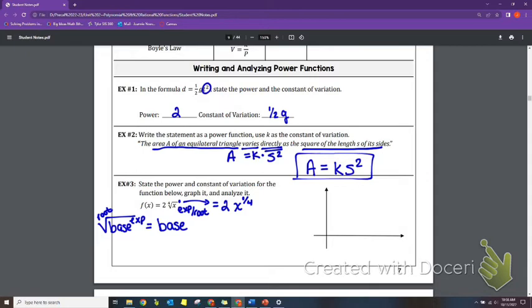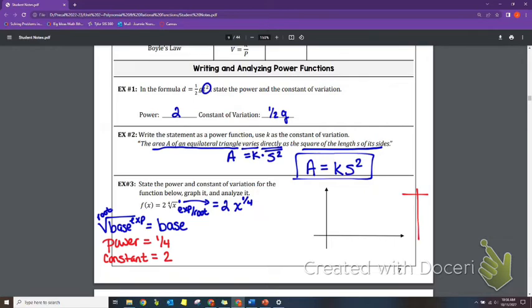All right, so state the power. So what is my power? So my power is the 1/4. What is my constant of variation? Well, it's x to the 1/4, so the constant of variation is the number in front of it, so the 2. And so we could graph this. We could come up with some points here.